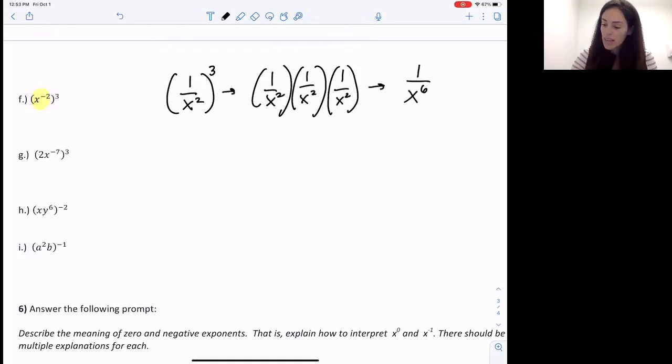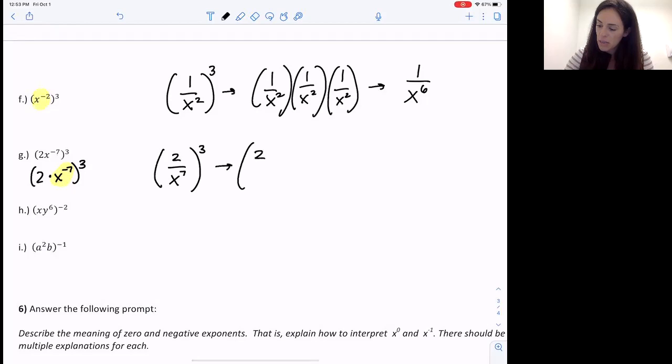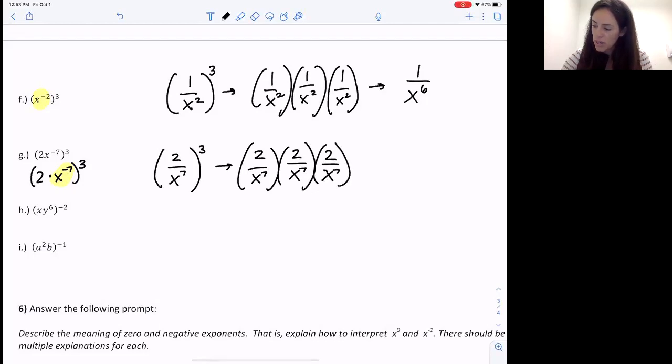All right, friends, let's see how we did on this one. Now remember, this is 2 times x to the negative 7th, to the 3rd. So this negative 7 only applies to the x. It does not apply to the 2. So when I rewrite it inside the parentheses with no negatives, I'm going to write it as 2 over x to the 7th, to the third. Well, that's going to be the same as 2 over x to the 7 times 2 over x to the 7 times 2 over x to the 7.